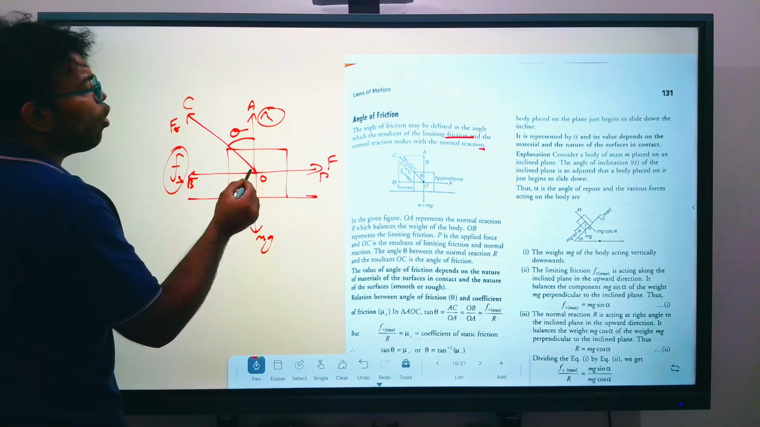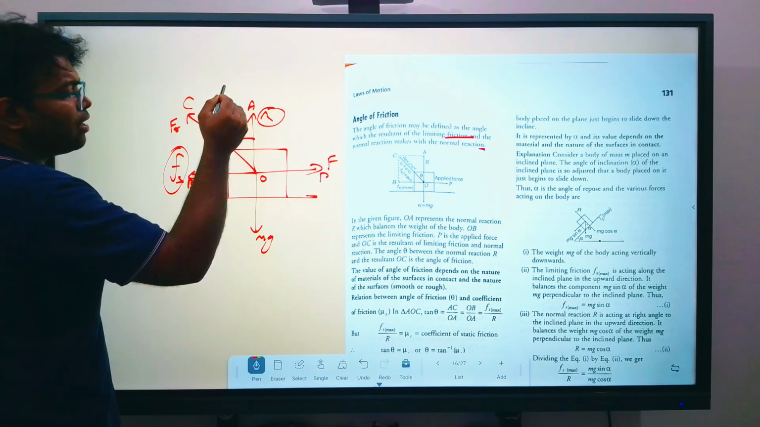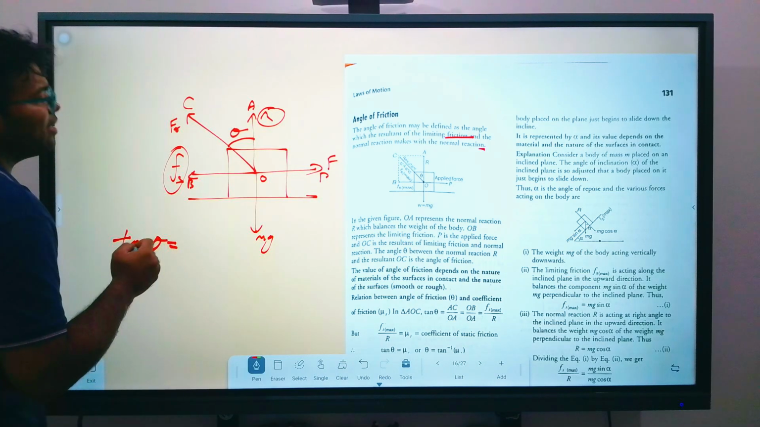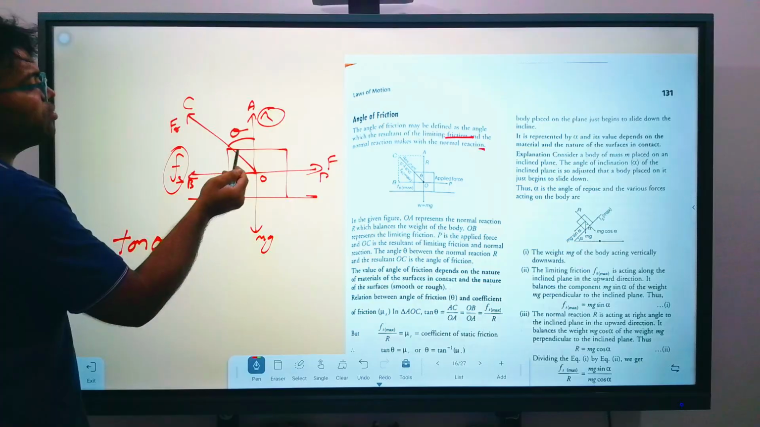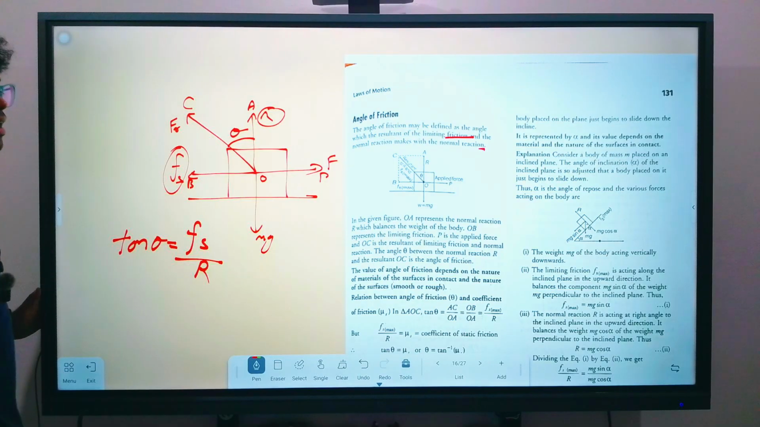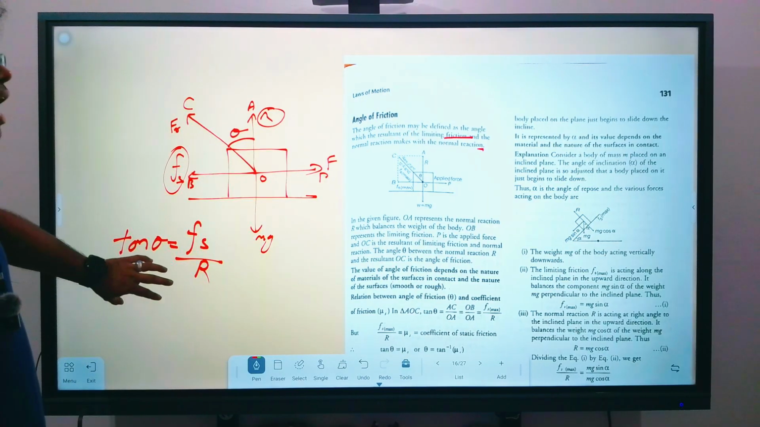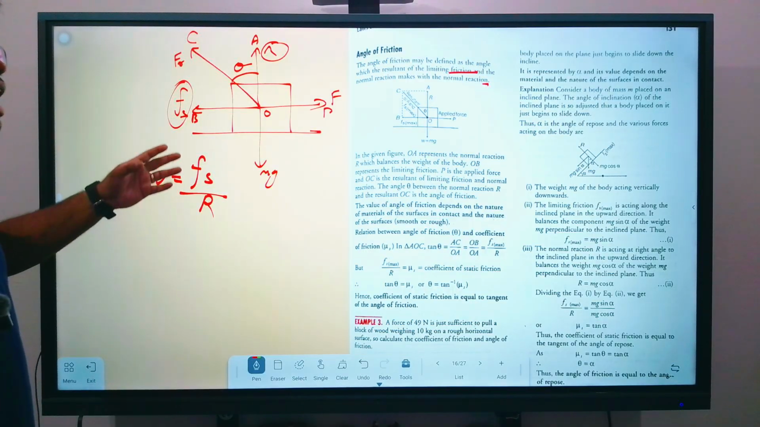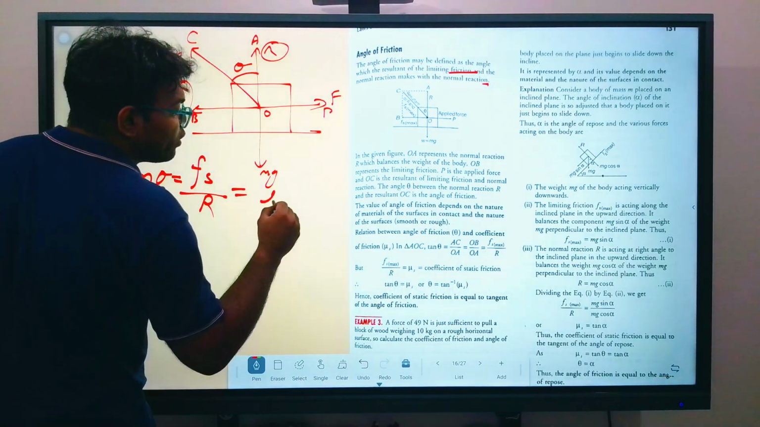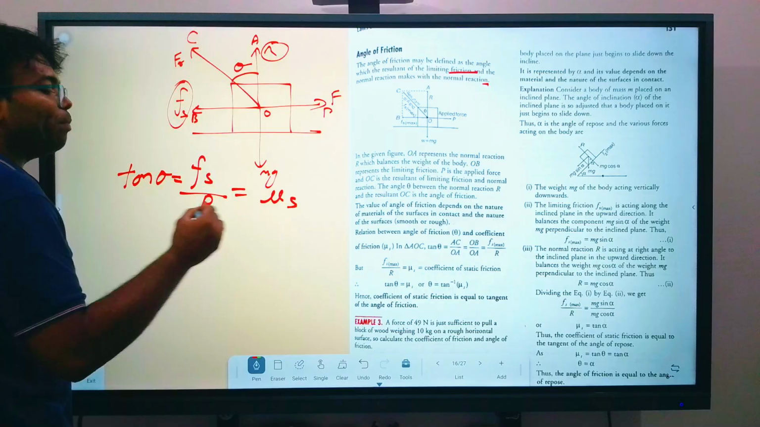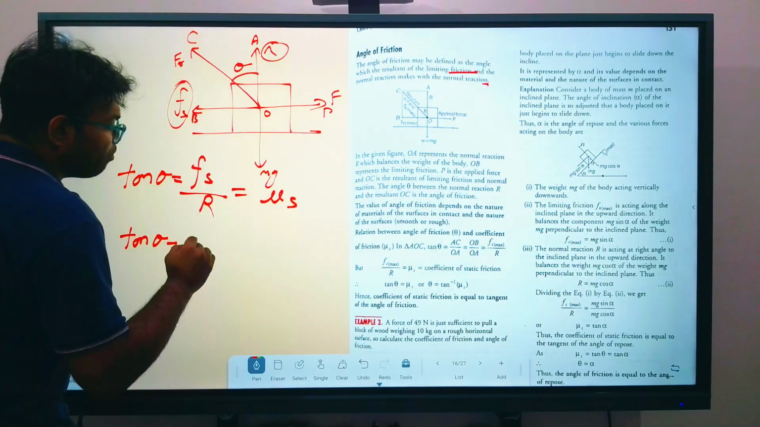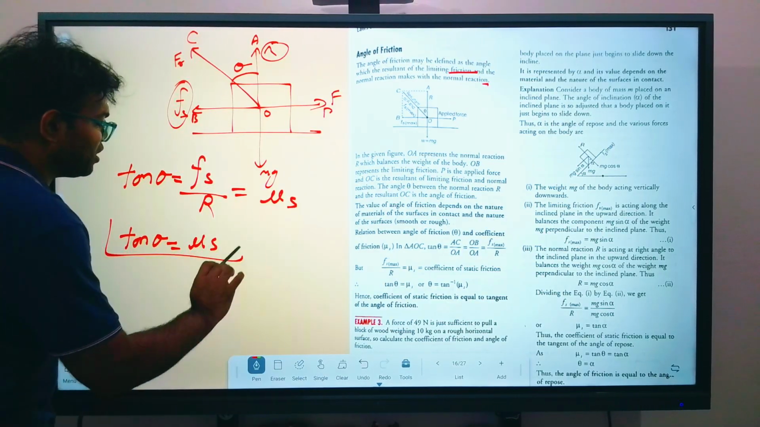tan theta is equal to opposite side upon adjacent side, right? So tan theta is equal to what? Opposite side is Fs, upon adjacent side, which is R, right? So Fs upon R, but we know the value of Fs upon R is what? It is equal to the coefficient of static friction. So basically we can say that tan theta is equal to mu of s. Direct relation we will get.